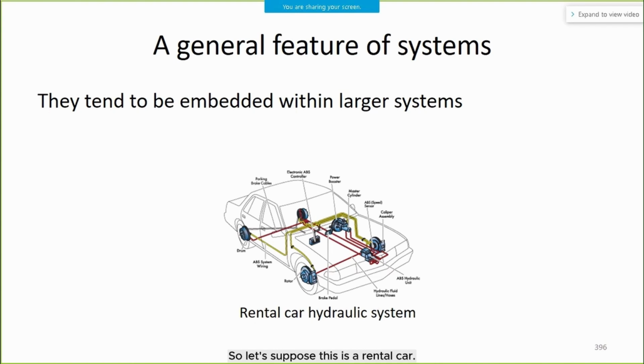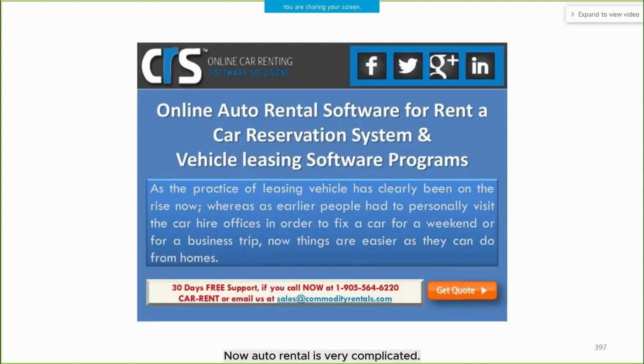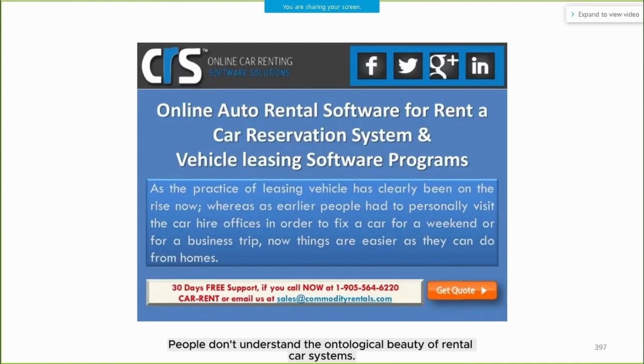So let's suppose this is a rental car. It has a hydraulic system. Now, auto rental is very complicated. People don't understand the ontological beauty of rental car system. People think that rental car is a service, but it's not a service, any more than car manufacturing is a service. It involves service elements, but it also involves manufacturing elements.